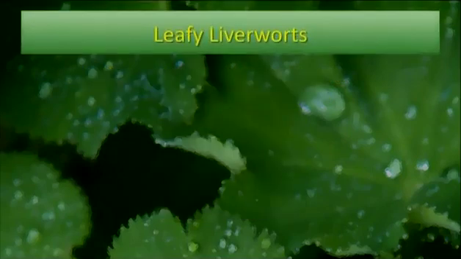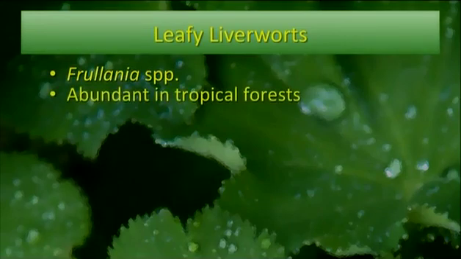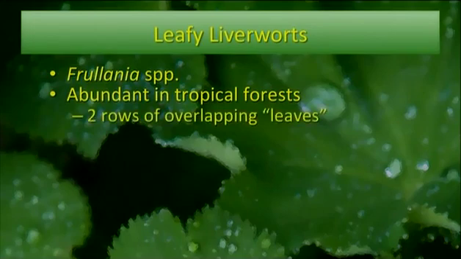Now we have leafy liverworts as well, not just thalloid liverworts, so-called leafy, even though they don't have true leaves. For example, we have the Frullania species. These are abundant in the tropical forests, and they have 2 rows of overlapping leaves. You notice that it has quotation marks around the word leaves. That means they don't produce true leaves. These plants don't produce true leaves.